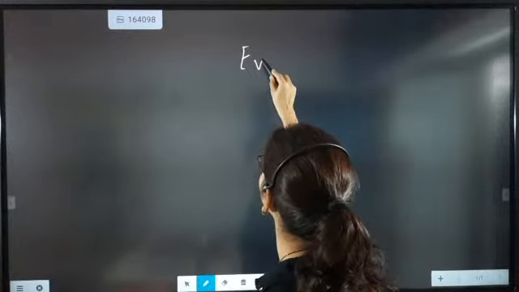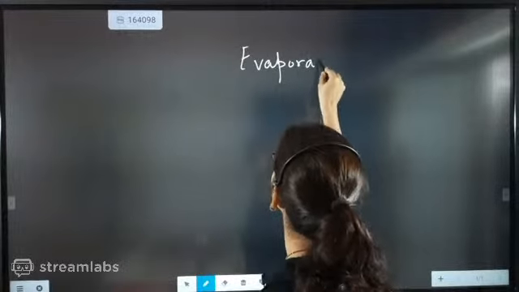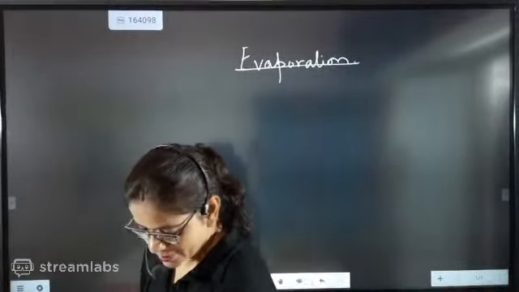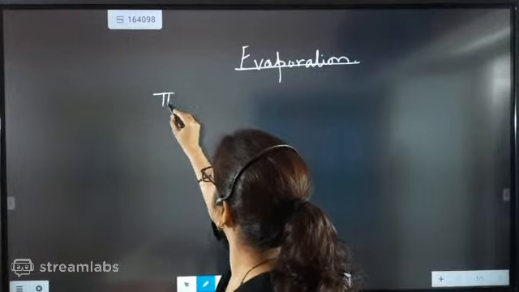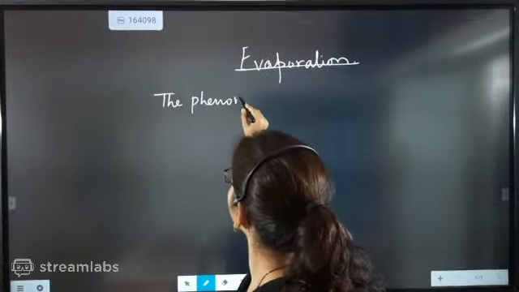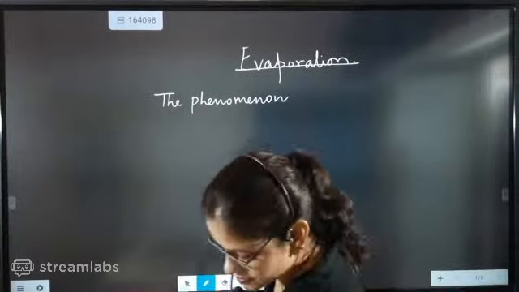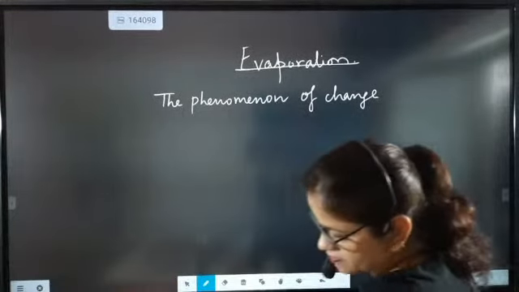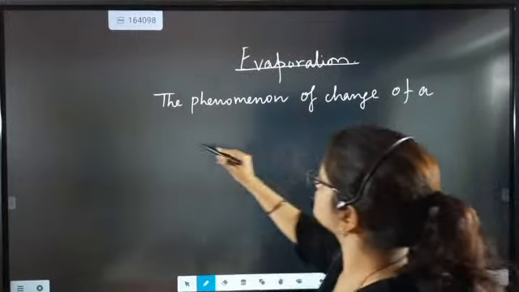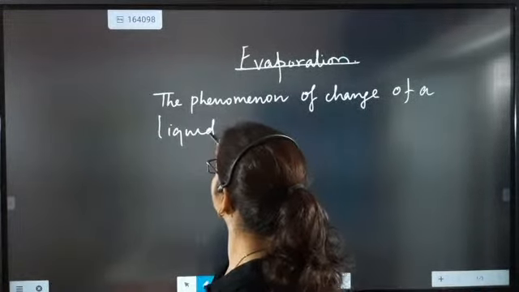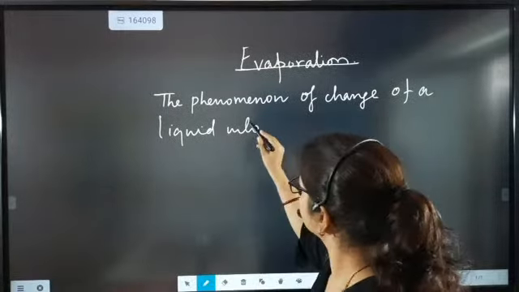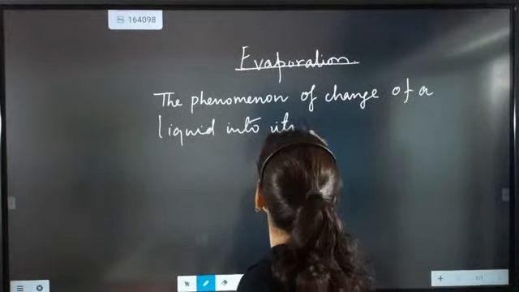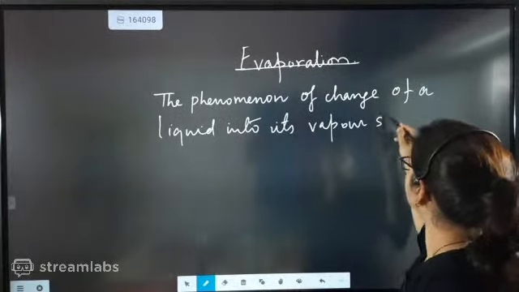Sorry, Krisha, good morning. So till now we have understood all the tough sections of chemistry. Now it is the easiest section. Exactly. What is evaporation? Evaporation is the change of a liquid into its vapor state.